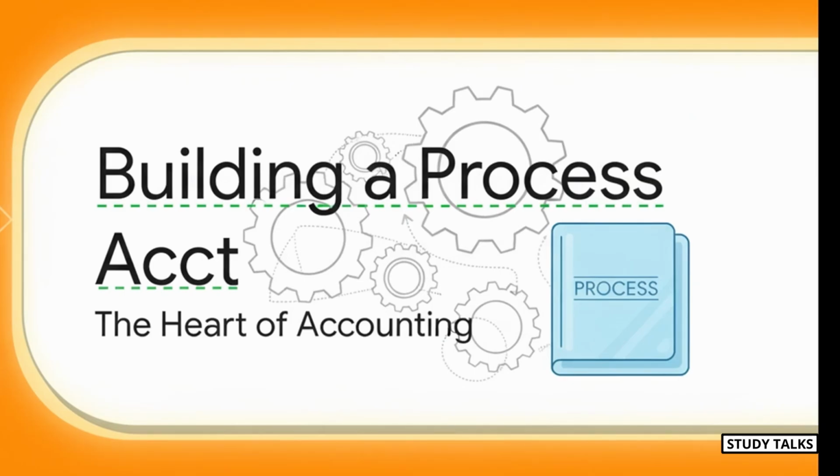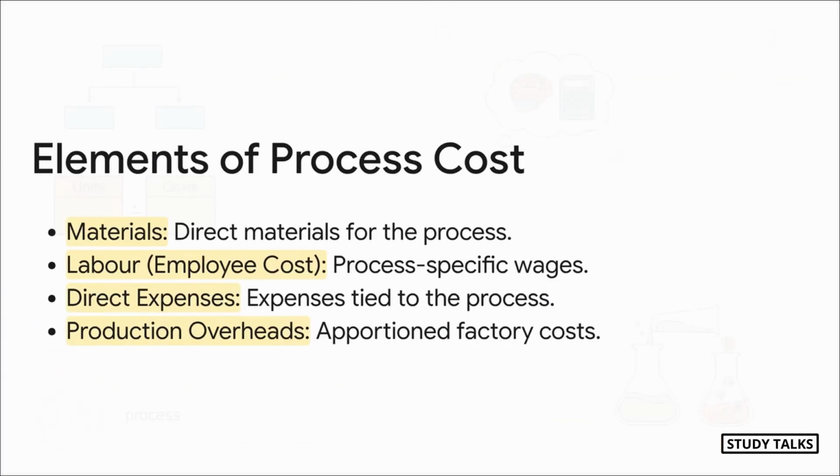All right, let's move on and build the engine room of this whole topic. This is the process account. It's the ledger account where all the magic really happens. And honestly, it's super simple. Just think of it like any other T account you've ever made. On the left side, the debit side, we just collect all the costs. All the materials you used in that process, the wages for the people working on that process, any other direct expenses, and of course, a fair slice of the factory overheads, like rent and power. Everything gets debited to the process account.